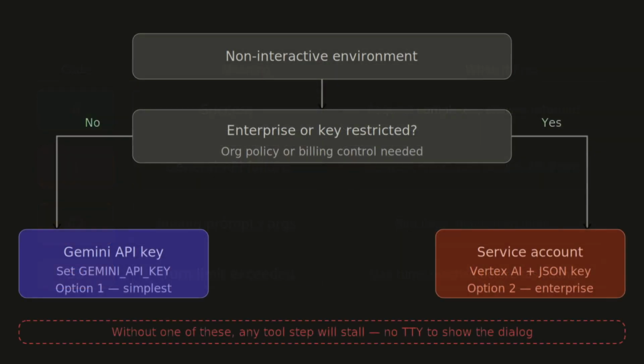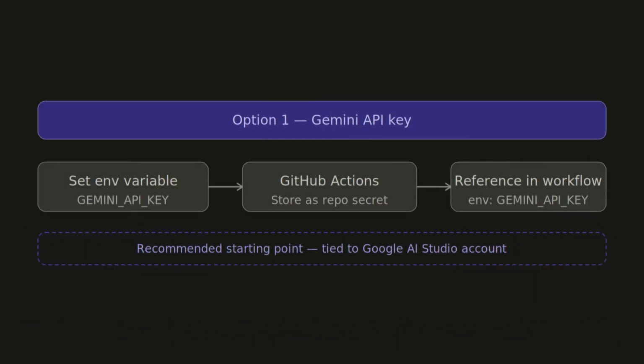Interactive Gemini CLI sessions authenticate via Google OAuth in the browser. That doesn't work in a CI/CD pipeline. For non-interactive environments, you have two primary options and a third for Google Cloud infrastructure. The simplest option is a Gemini API key. Set it as an environment variable in GitHub Actions. Store it as a repository secret and reference it in your workflow. This is the recommended starting point for most teams.